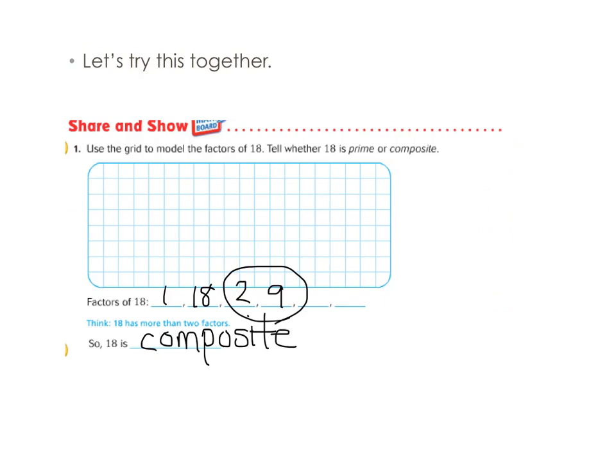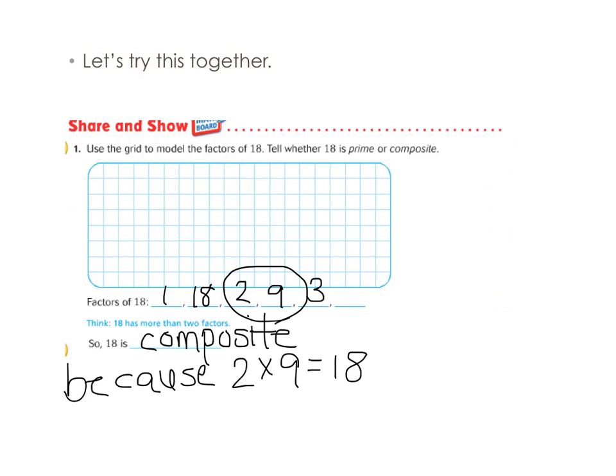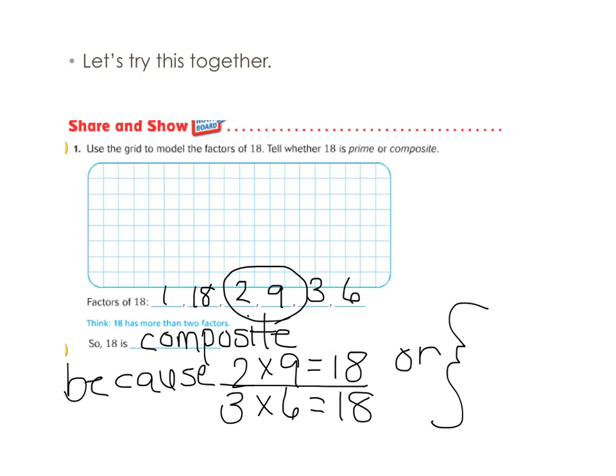If I wanted to prove it, I would simply write: because 2 times 9 equals 18. I could also say it's composite because 3 and 6 are factors, or 3 times 6 equals 18. So this is the proof. Because I found other factors besides 1 and 18, 18 is a composite number.